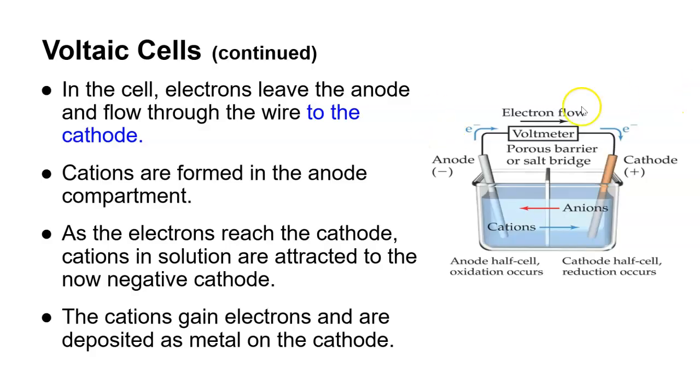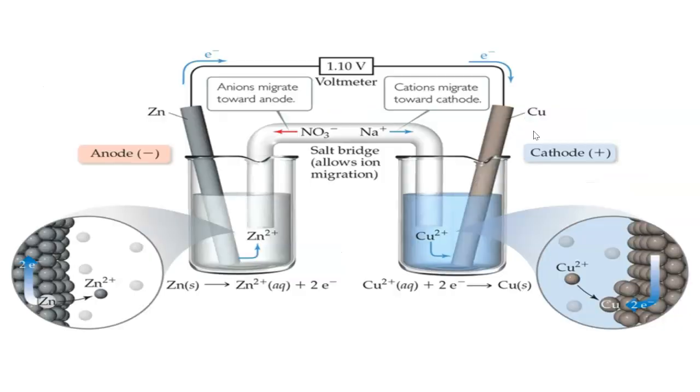So here's a picture, right? In a minute, we'll see one that has the two half reactions, but you have your oxidation occurring at your anode. You have your reduction occurring at your cathode. You have the electrons flowing from the anode to the cathode, measured by the electron flow here. This picture helps us visualize it a little bit more.